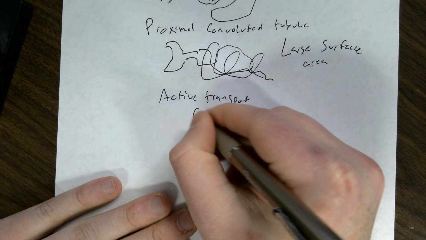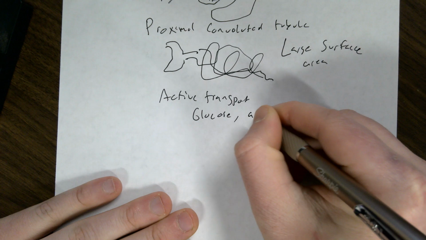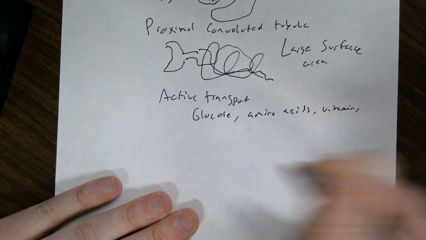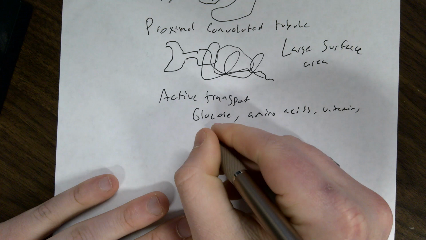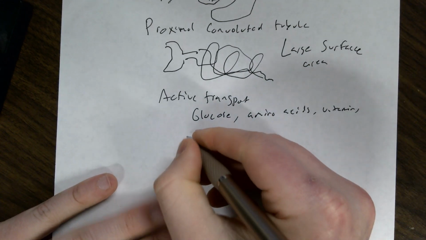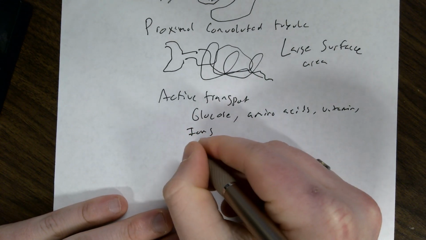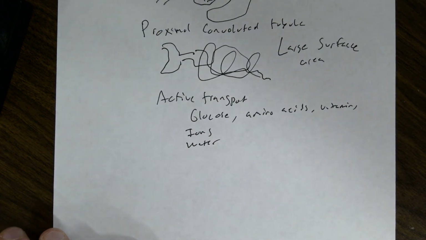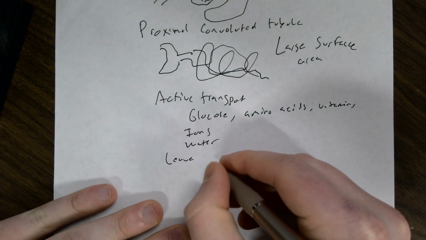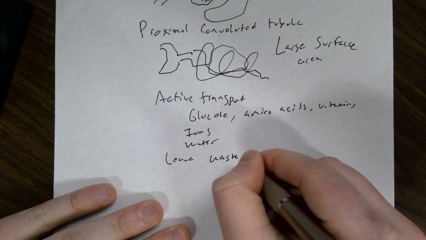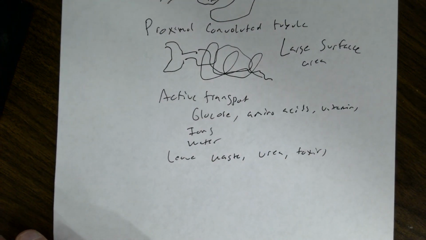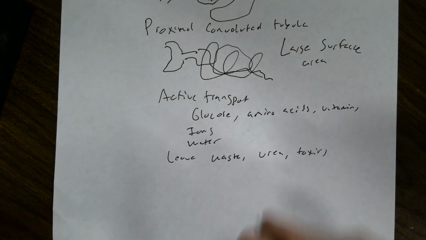You're going to actively transport glucose, amino acids, vitamins, etc. back into the cells and then put those into your blood. You're also going to pull in a lot of ions and a lot of water. So you're going to pull all of this back into the blood because you want all of these things. And you're going to leave waste like urea and toxins, and those will eventually become urine.